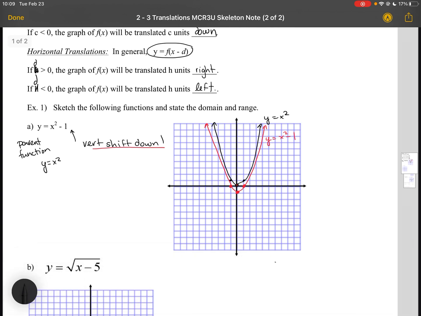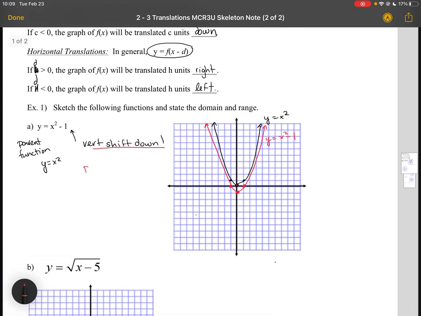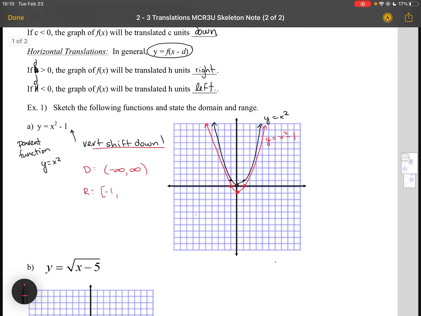So now I'm going to state my domain and range for the new red parabola. My domain is still the same. I've got all possible x values. My range is a little bit different because now I've shifted my vertex down. So my new range is going to be all the way from minus 1 inclusive all the way to positive infinity.